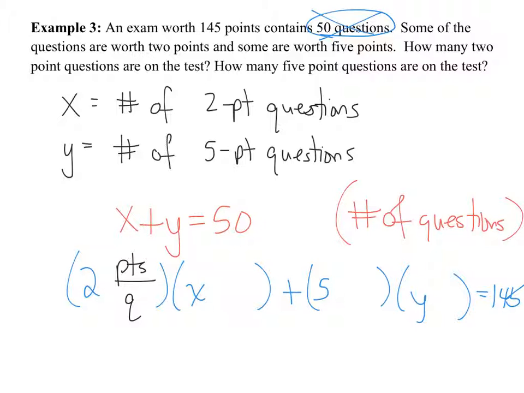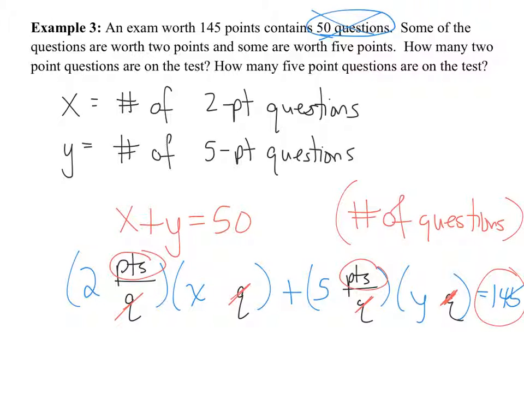What are the units of x? Number of questions. What are the units of 5 again? And the units of y are questions. So when you multiply this out, the number of questions as units cancel. And what are you left with? You're left with points plus a certain amount of points equals 145 points.